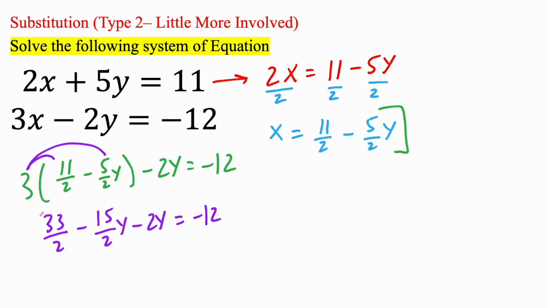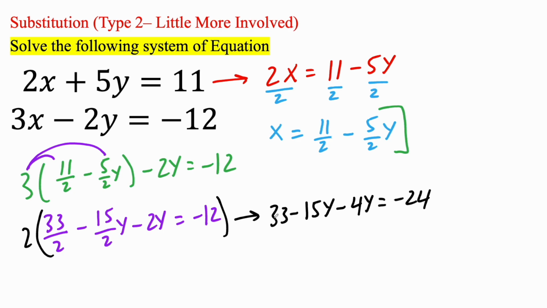Now, to make our lives easier and to avoid the fraction, we're going to multiply everything by 2. Now we can do this because we're multiplying everything to the left of the equal sign and everything to the right of the equal sign by the same number. And so we're going to get 33 minus 15y minus 4y is equal to negative 24.